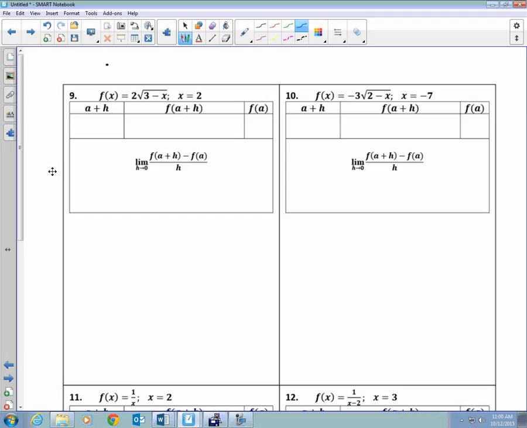So x is 2, so what's a plus h? A plus h or h plus 2? I always write the h first. Right, Mason? f of a plus h. I take that h plus 2 and I plug it in. 2 times the root of 3 minus the quantity h plus 2.